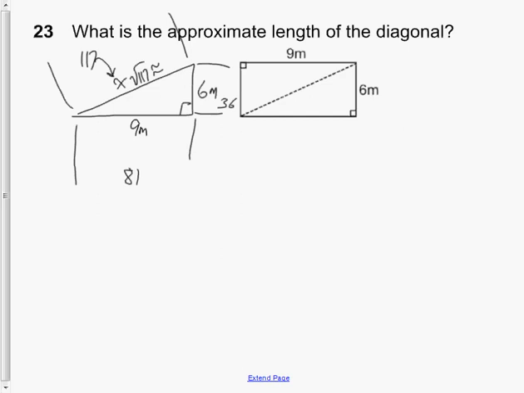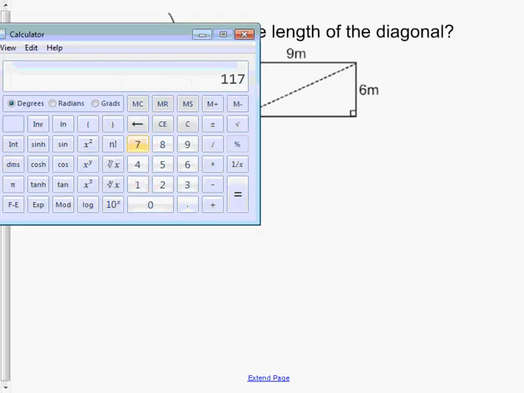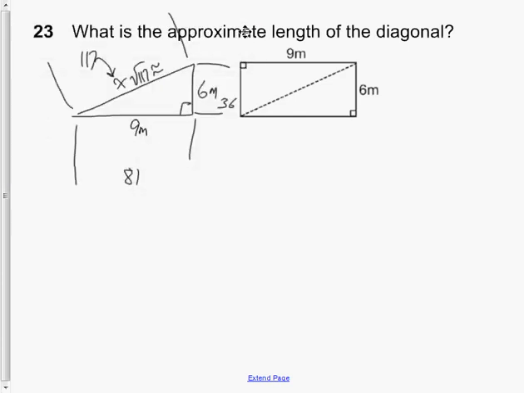I'll take my calculator out, probably 10.6, 10.8. It's approximately 10.8.